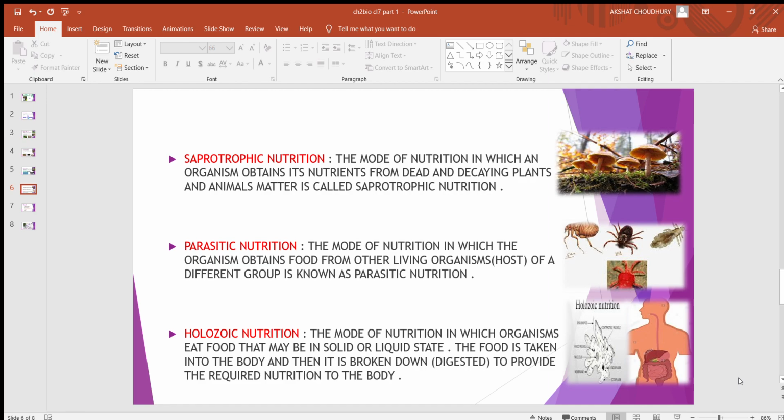Third one is holozoic nutrition. The mode of nutrition in which organisms eat food that may be in solid or liquid state. The food is taken into the body and then it is broken down or digested to provide the required nutrition to the body. Here in the picture, amoeba, a microorganism, and human beings take in food in solid or liquid form and then digest it.